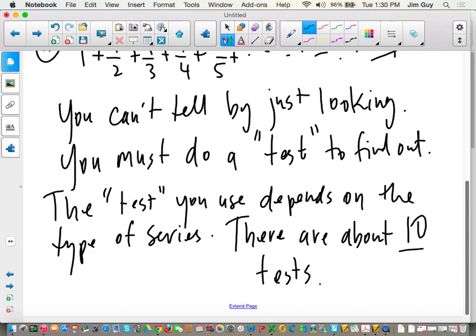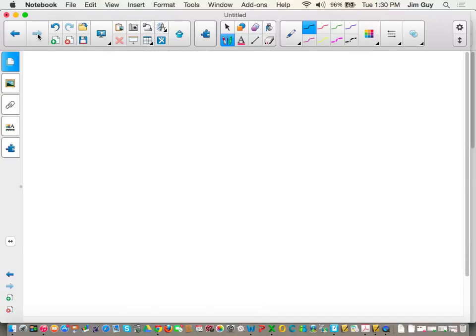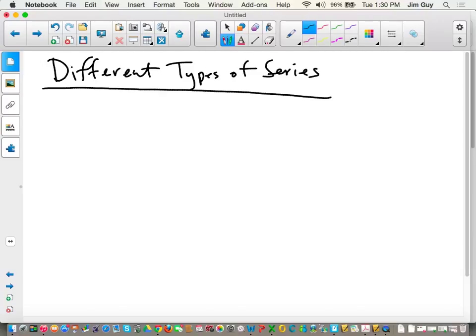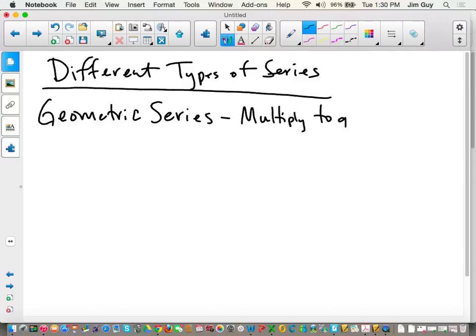Alright, let's go to our first type of series. Different types of series. The very first one, geometric. And as we already stated, it's geometric because you multiply to get the next term. Multiply by that same value. It's called the ratio, the R value.